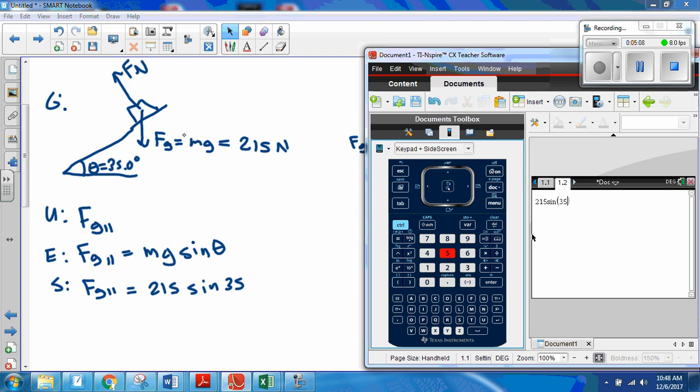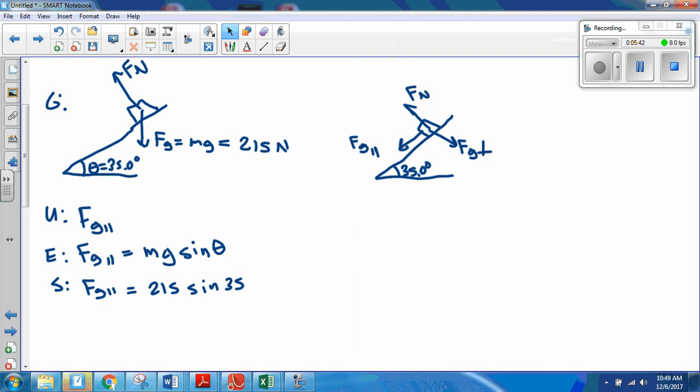The Fg, if you look right here on the board, Fg equals mg, right? Equals 215. So m times g is 215. Okay. All right, and then we're going to hit enter. Everyone get 123.318933815? Good. That's what we were hoping for, right? Okay, how many sig figs do I have in this problem? Think again. 3, because 215 was 3 sig figs, and 35.0 is 3 sig figs. So that means Fg parallel is what?